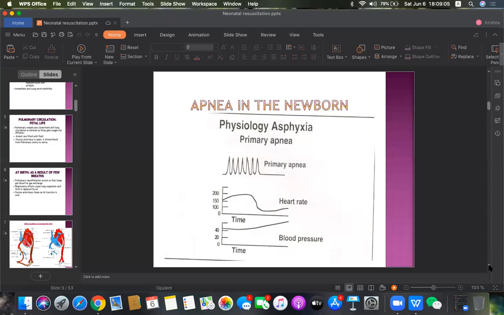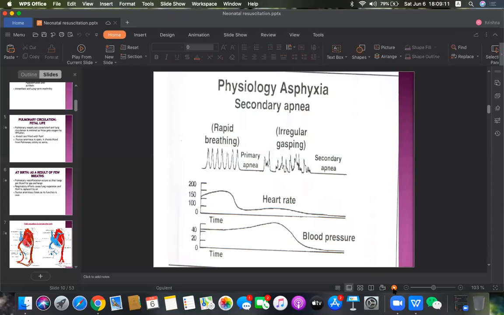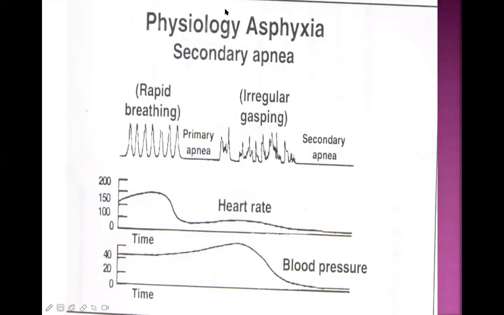Now let's compare this primary apnea with the secondary apnea. Okay. Now see here, what changes can you see? Just have a look here, please. Okay, so you can clearly see the difference. The heart rate falls more drastically than before. Bradycardia is a definite finding. And then look at the blood pressure now. Blood pressure has also fallen. So hypotension occurs in secondary apnea.